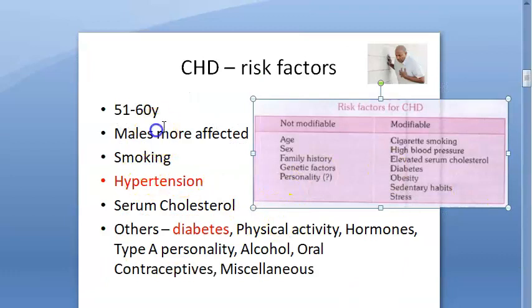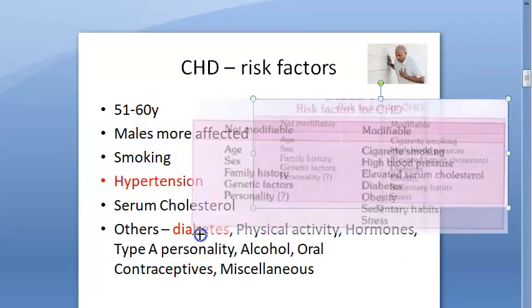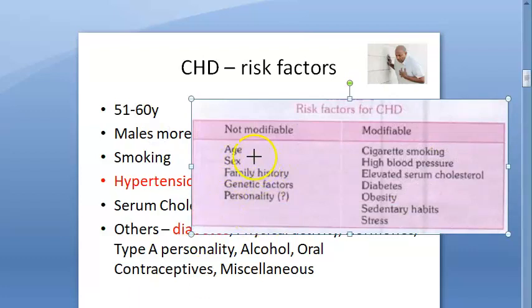Risk factors, guys, let us look at the risk factors now. So you have non-modifiable and modifiable risk factors. So what people can't change? They can't change their age. They can't change their gender, right? Or sex. You cannot change family history, genetics. Personality you can change, but they have put under non-modifiable and they put question mark.